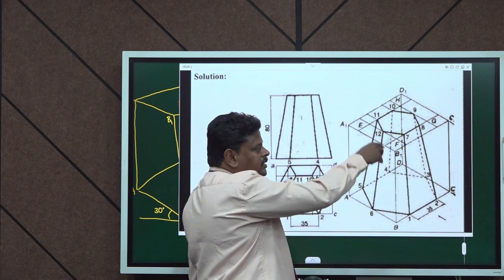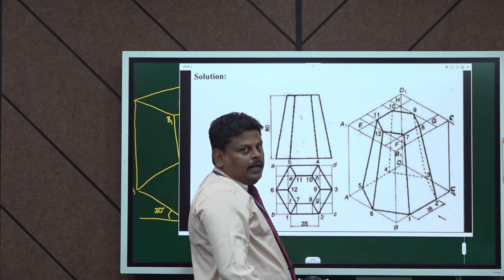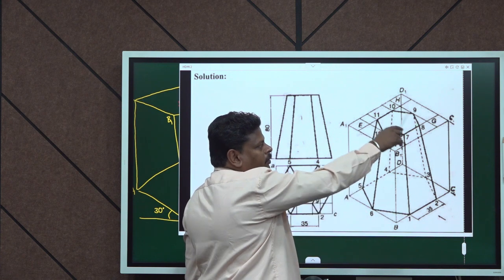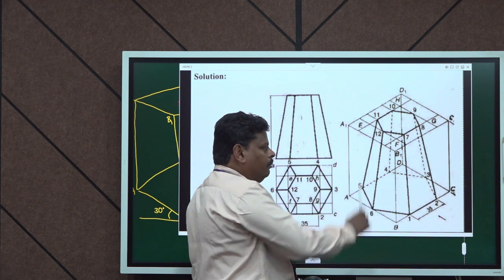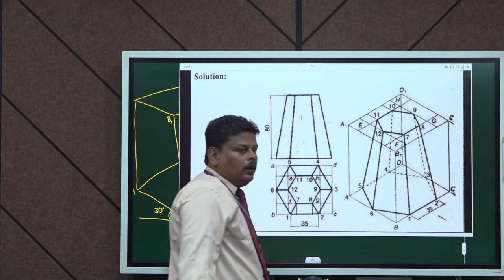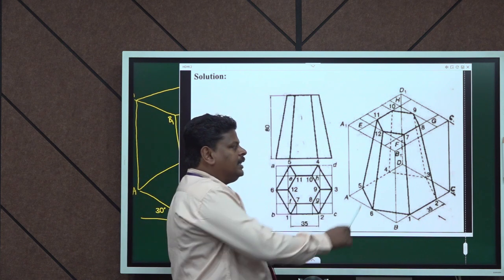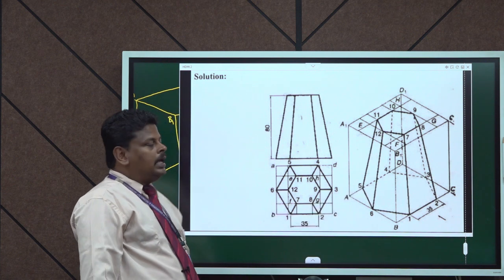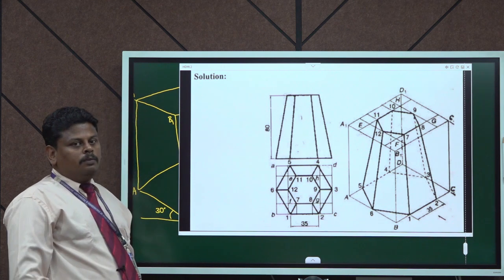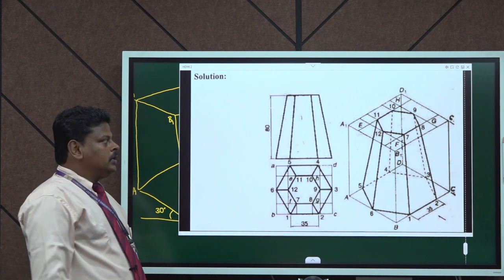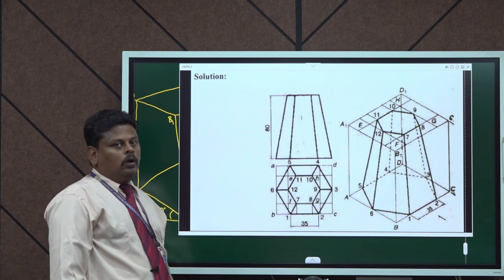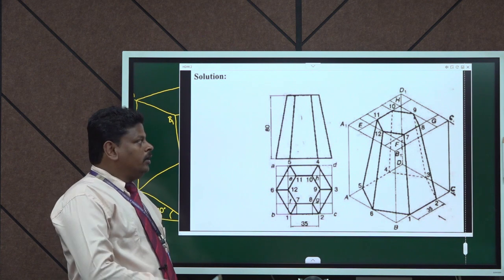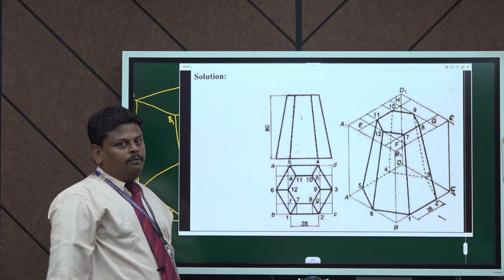When we join to the visible corners, they have to be clear, continuous and darker. In the top as well, all the points are going to be visible, so it will all be darker. In the bottom alone, points 3 and 4 are invisible. So whatever lines we connect to the points 3 and 4 must be either in dotted lines, or those points and edges can be ignored. So this is the way to draw an isometric projection for any solid, and this is going to be a frustum of a hexagonal pyramid.